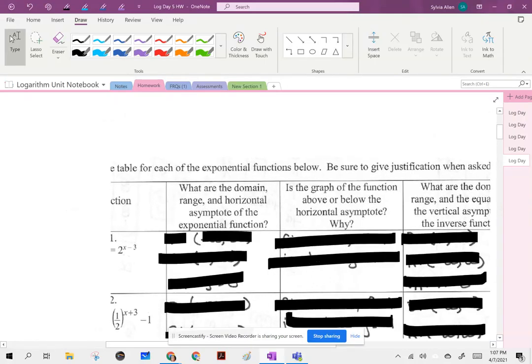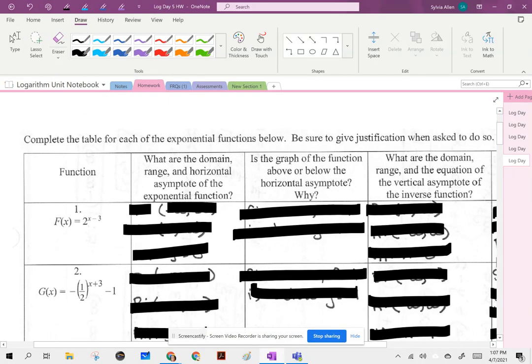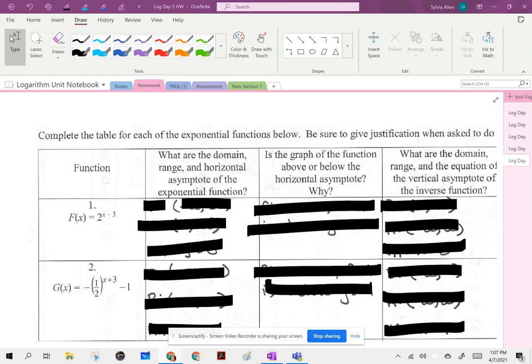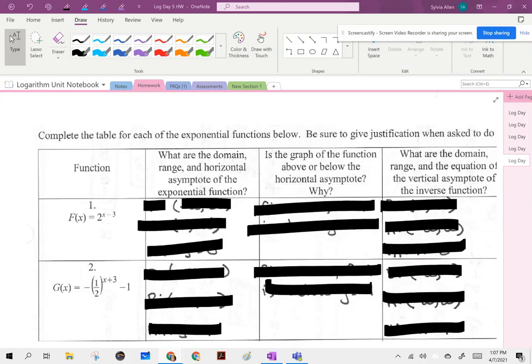Okay, so we are going to be talking about day 5 homework. If you could answer the first several problems for the Edpuzzle.